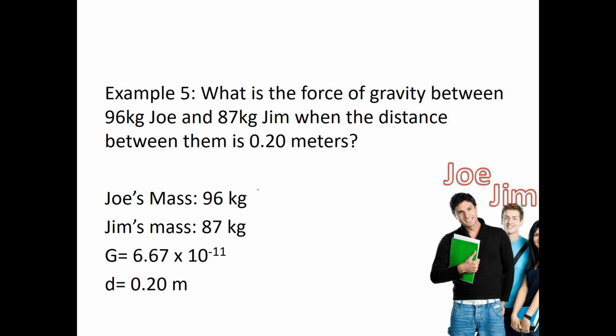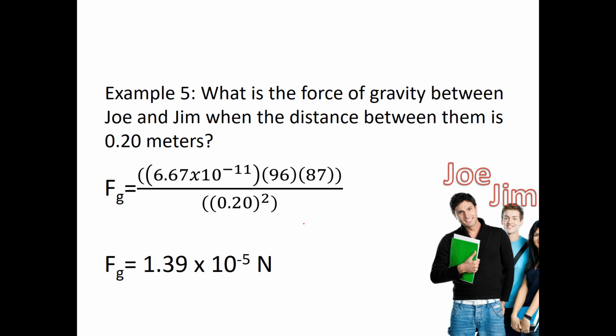Okay, and then another calculation. Now we're looking at a 96 kilogram Joe and an 87 kilogram Jim. The distance between them, Joe and Jim, is 0.20 meters. Go ahead and plug it into your calculator, pause the video, come back and take a look at it. Okay, and this is the answer you'll get: 1.39 times 10 to the negative fifth.